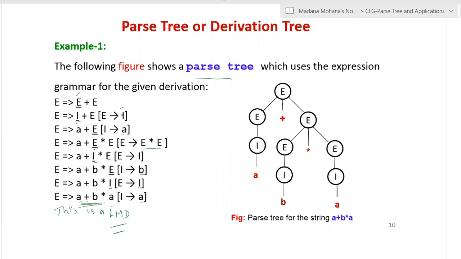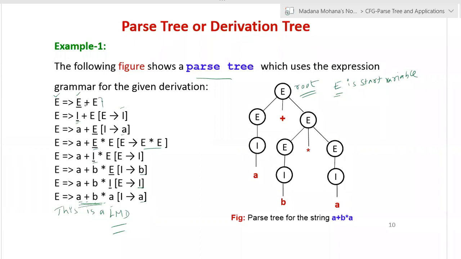Now step by step, see what we did in the first step. We have taken the starting variable E. This can be labeled as the root node in the derivation tree or parse tree. Here E is labeled as the root. E is the start variable because the grammar consists of two variables, E and I, and E is the starting variable. So the root is labeled with the starting variable. Now the next step: E is replaced by E plus E. So this one.